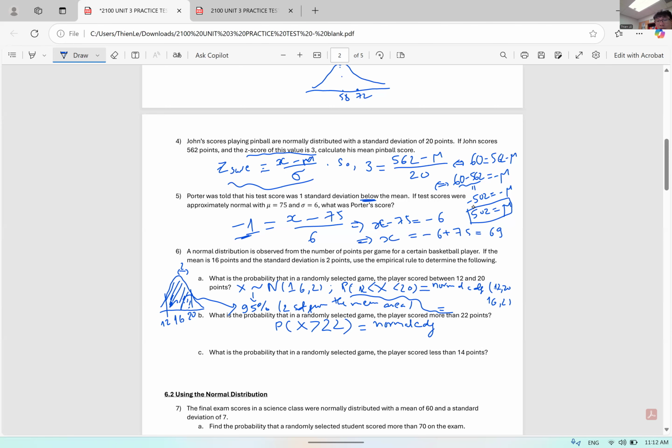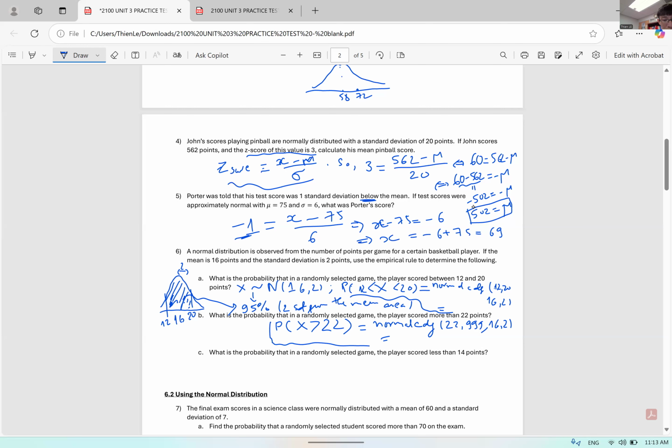Okay, so just normal CDF, 22, a very big number, right? And then 16, 2 here, and you just plug in the normal CDF function, and you should get your number, right? But say if you still want to stick with the empirical rule, it's still doable.